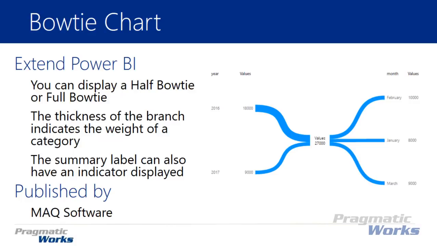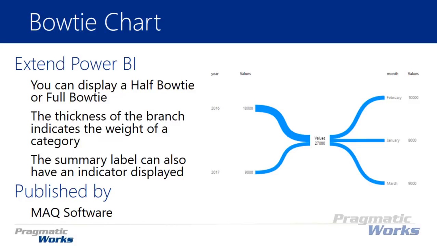Now, you have a couple different ways to visualize this. You can have a half bow tie or a full bow tie. A full bow tie is what you see on the right-hand side, where it has both right and left-hand sides. Whereas a half bow tie would essentially be just what you see on the right-hand side, where you see how many total values there are, and then how they split between each of the months. So that would be an example of a half bow tie.